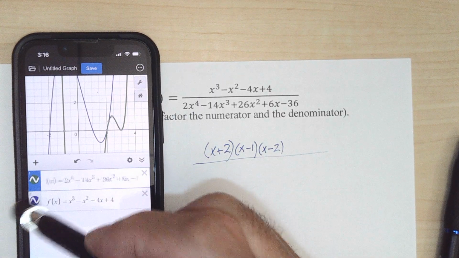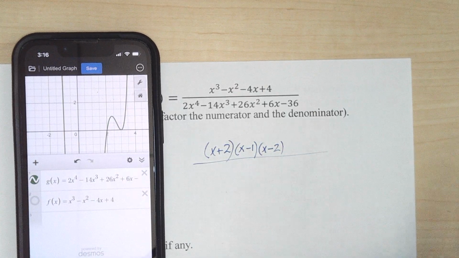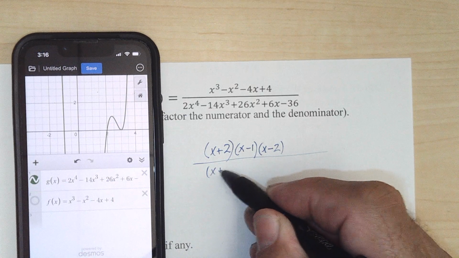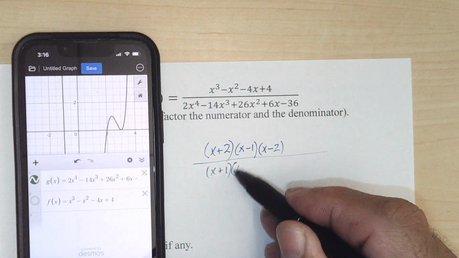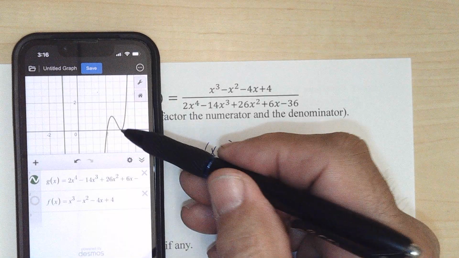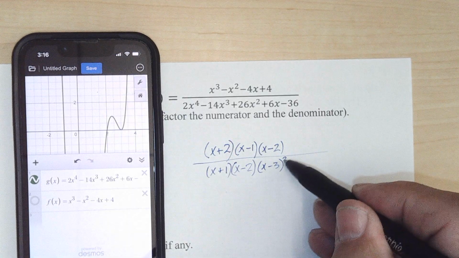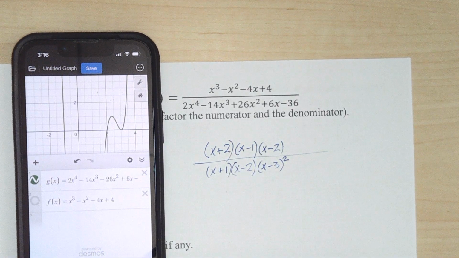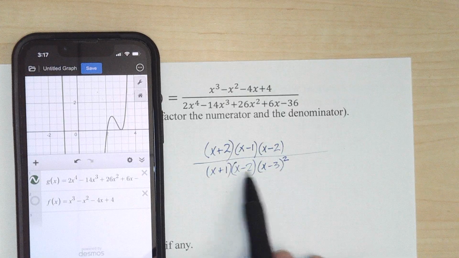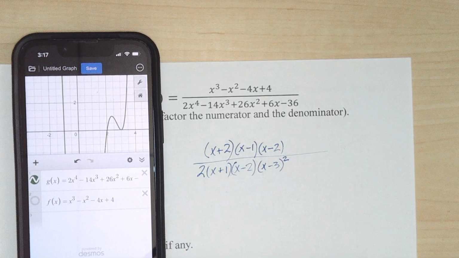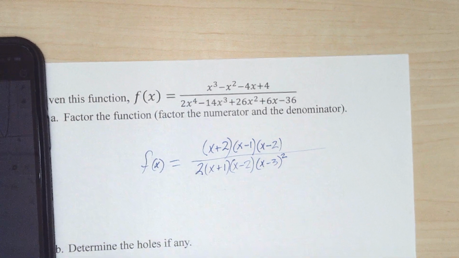Okay, let's turn the purple one off. The green one looks like it goes straight through at minus 1, so that means x plus 1 must be a factor. Goes straight through at 2, so x minus 2 must be a factor. And it bounces at 3, so x minus 3 squared must be a factor. This would have a leading coefficient of not 2, but 1, so we need to put a 2 here. And I think that's what this function factors to.